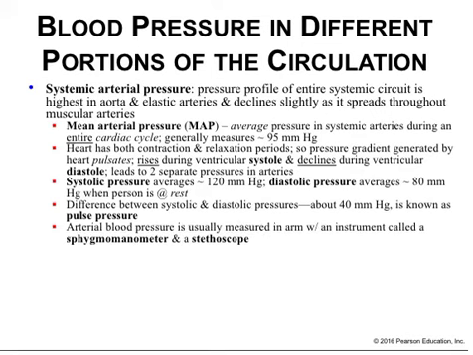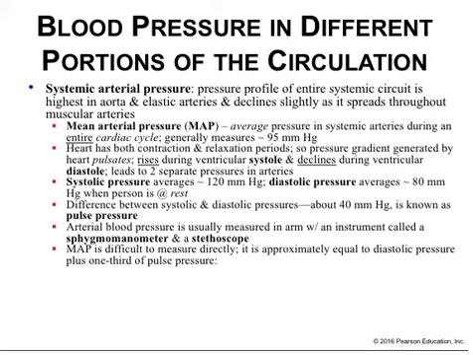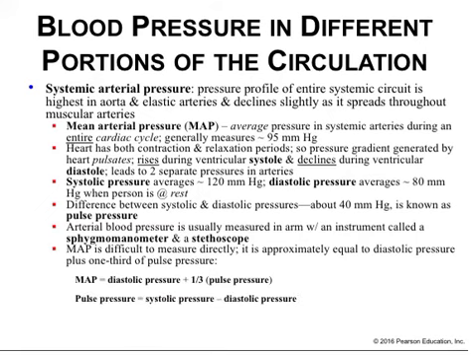Arterial blood pressure is usually measured in the arm with an instrument called a sphygmomanometer and a stethoscope. The mean arterial pressure is difficult to measure directly. It's approximately equal to the diastolic pressure plus 1/3 of the pulse pressure. So we can see the equation here. The pulse pressure, remember, is equal to the systolic pressure minus the diastolic pressure.